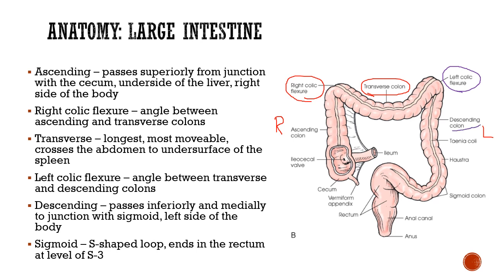Then there's the descending colon, which passes inferiorly and medially to the junction with the sigmoid, and it's on the left side of the body. And then finally, we have the sigmoid, which is an S-shaped loop that ends in the rectum at the level of S3. So one way to remember this is we have ascending, which is AC, in alphabetical order, going to DC, ACDC, also the band, to remember that the AC is on the right side and the descending colon is on the left side.